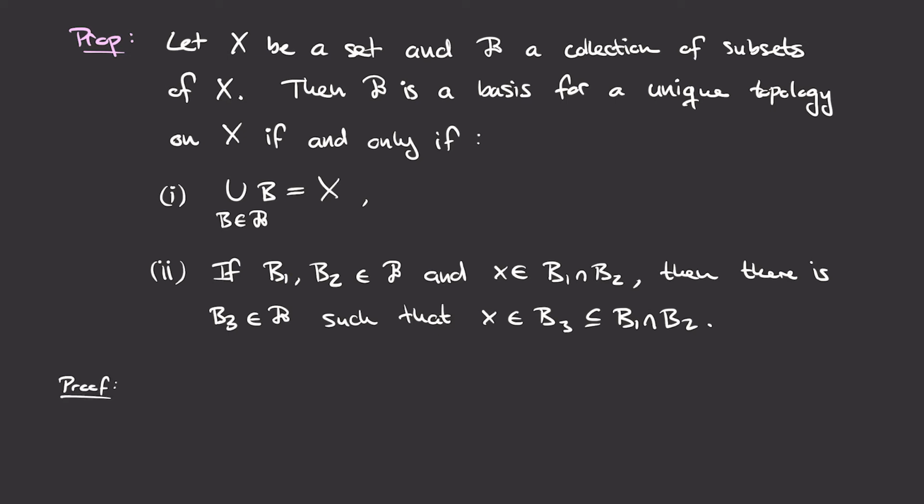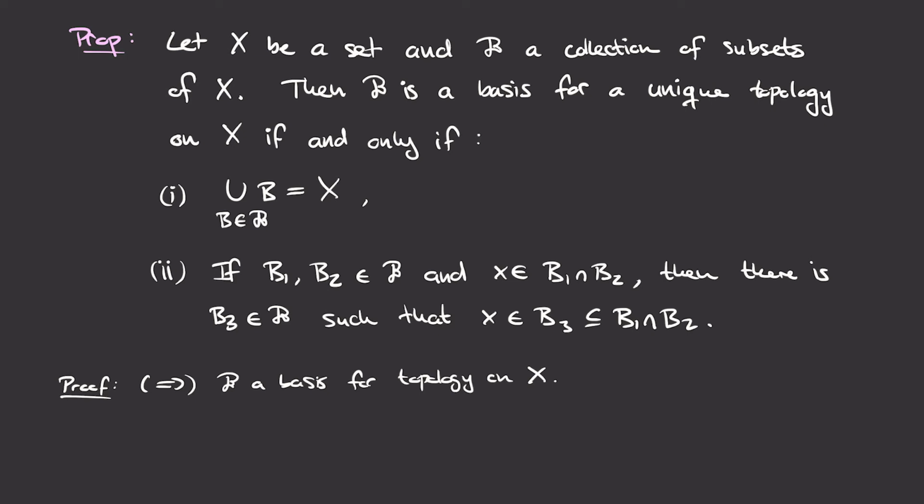Now, the statement is giving necessary and sufficient conditions for such a collection B to be a basis for some unique topology on X. So one direction is assuming that B is already a basis for some topology on X. And then we'd have to check that condition 1 and condition 2 hold. This is in fact pretty straightforward.